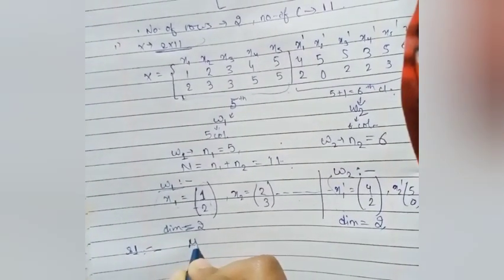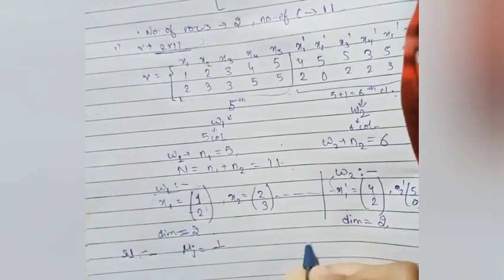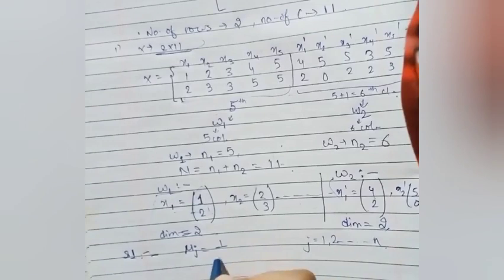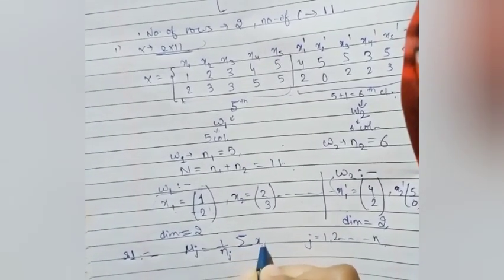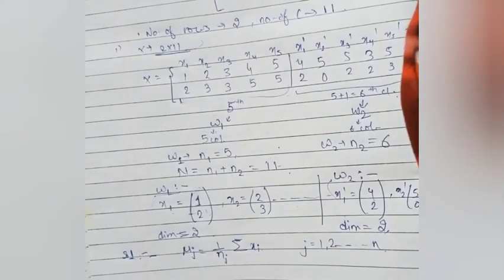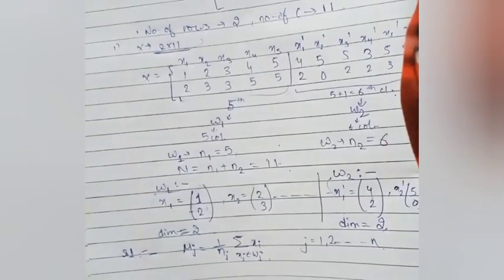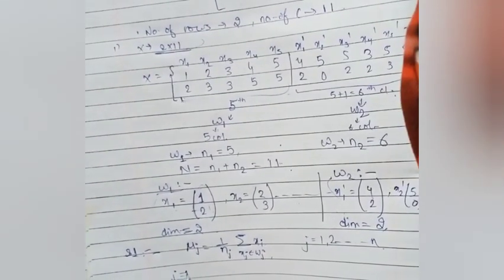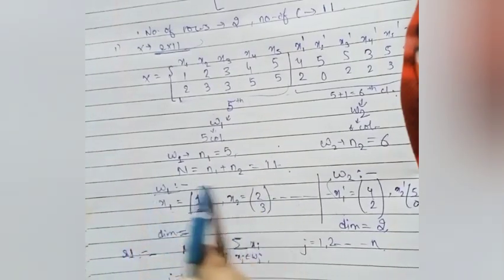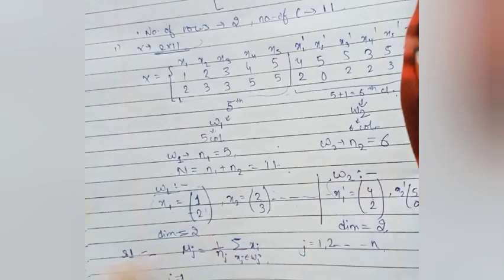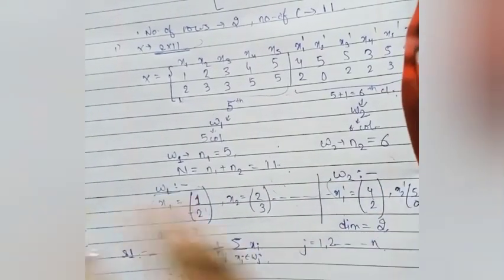calculate the value of mu. Mu is the mean, mu j, that is mu1, mu2, equal to 1 by nj summation of xi, where xi belongs to wj. That means we have to find the mean of this class matrix and this class matrix separately.